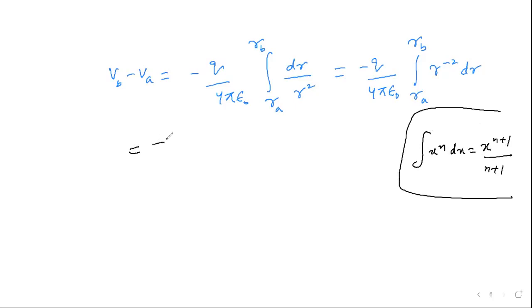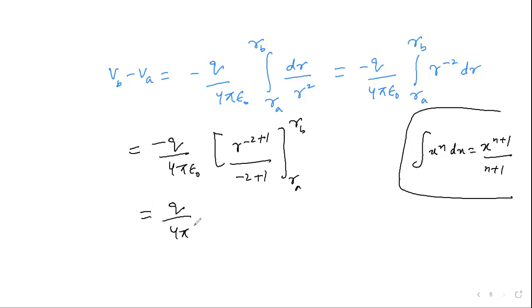So what I get: minus Q by 4 pi epsilon naught, R raised to power minus 2 plus 1 by minus 2 plus 1. Then I have to put the limits. Lower limit is RA, upper limit is RB, right? So minus 2 plus 1 downstairs is minus 1. That minus times this minus is plus. So it will become Q by 4 pi epsilon naught, R raised to minus 2 plus 1 is R raised to minus 1. That's 1 by R, right? It is simple.